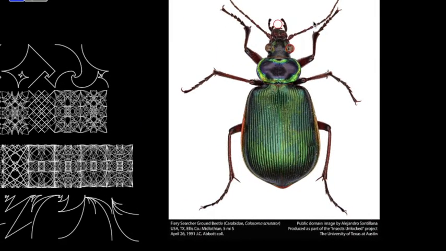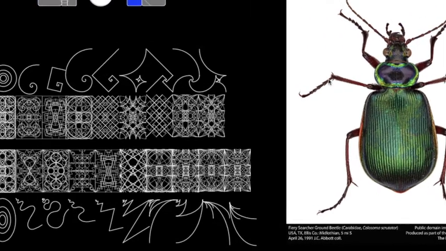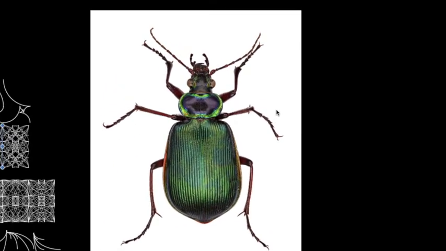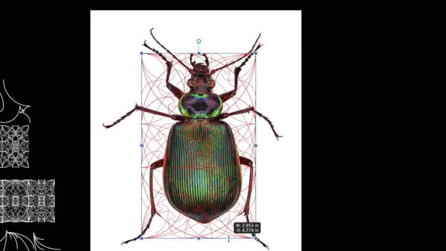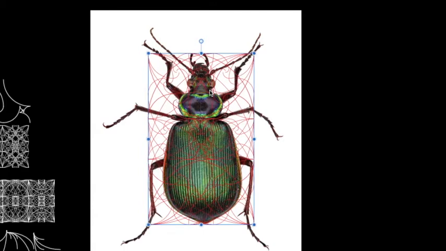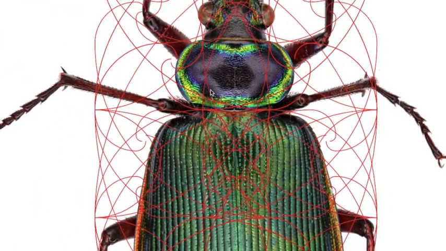Tons of phi. Let's try. Yeah, we did that one already. Try the tri-spiral, but I believe that this is good. I think I am satisfied that this beetle is heavily phi. In terms of phi in nature, this beetle is definitely it.